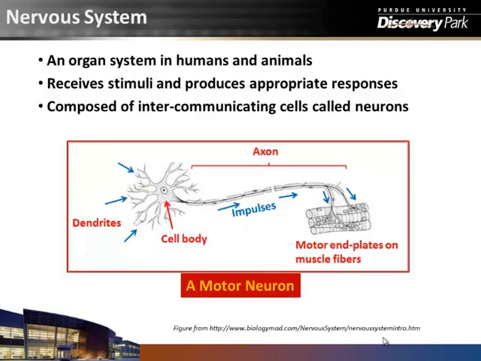So, introduction to the nervous system. The nervous system is an organ system in humans and animals. It receives stimuli and produces appropriate responses. It is composed of intercommunicating cells called neurons.